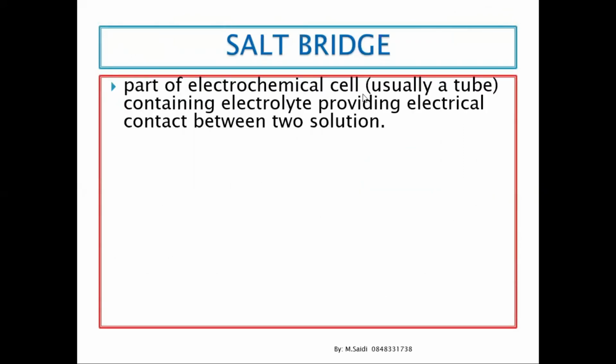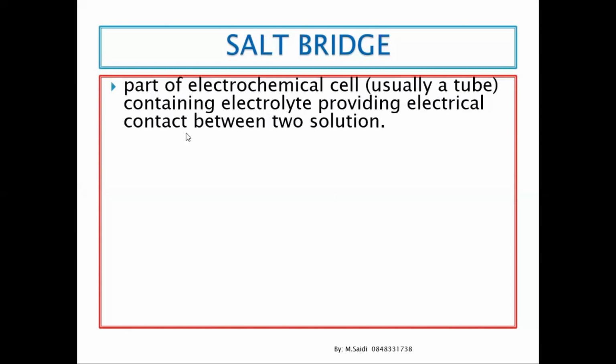Then, the salt bridge. It is part of an electrochemical cell. It's usually a tube, containing an electrolyte, providing electrical contact between the 2 solutions. It means the chemicals are put into the tube, and they must be able to conduct electricity. If they can conduct electricity, then it means they can release the ions and electrons.